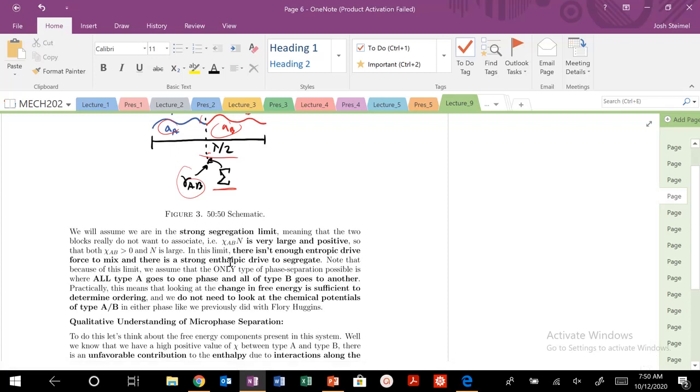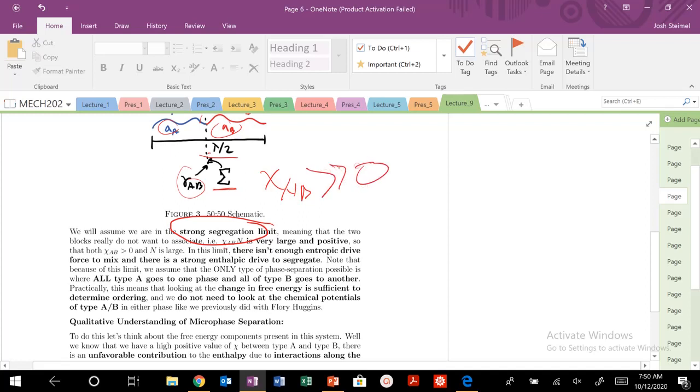So let's go ahead and develop a little bit of a qualitative understanding of what we're going to be working with before we get into the energy contributions here. So we are going to assume that we're in the very, very strong segregation limit. So basically we're saying that chi AB is going to be very, very large. So not much greater than 0, but again, approximately greater than 0, and chi AB N is going to be large, very large and positive. So N is large, chi AB is greater than 0. Again, so strong segregation limit, i.e., they are going to want to phase separate, because we don't want these AB interactions. These AB interactions are very, very unfavorable. They increase our Gibbs free energy.